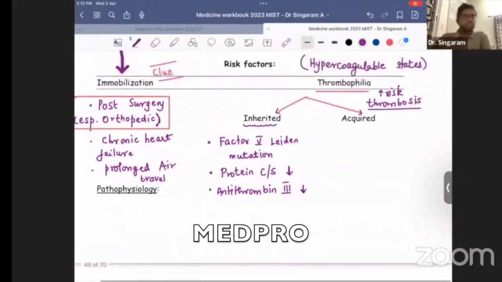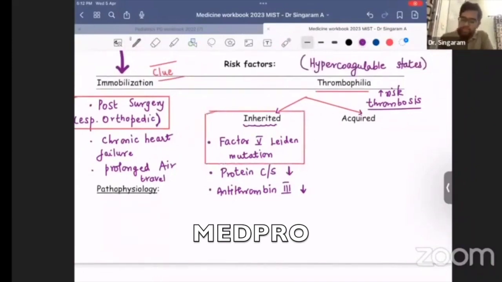This is what I want you to remember for all these inherited conditions associated with thrombophilia. And please remember, the most common inherited condition with thrombophilia is factor V Leiden mutation. This is an important MCQ question. Please make a note of this. I hope this is clear.